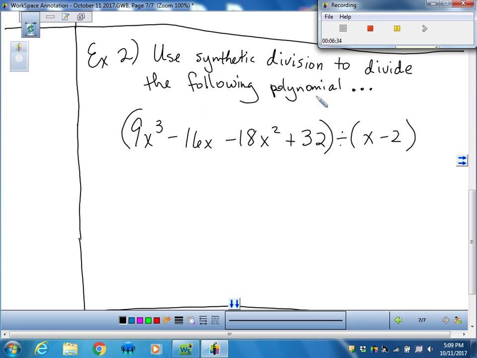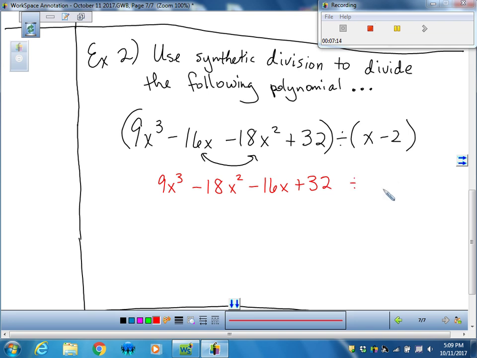Use synthetic division to divide the following polynomial: 9x cubed minus 16x minus 18x squared plus 32. We're dividing that by x minus 2. Just like before, our first step is to make sure it's in the proper order and all the terms are there. You'll notice that these two need to be switched because they are not in the proper order. Descending order would be 9x cubed minus 18x squared minus 16x plus 32. And then again, we're dividing that by x minus 2.